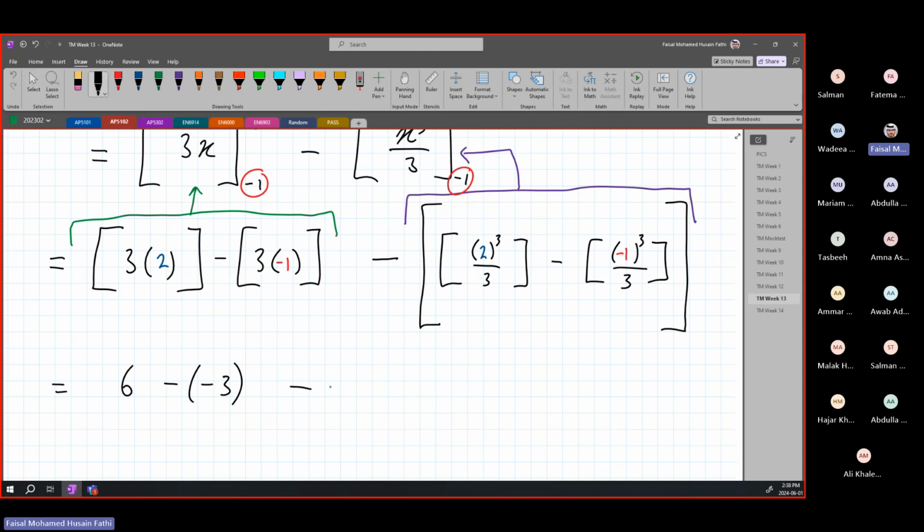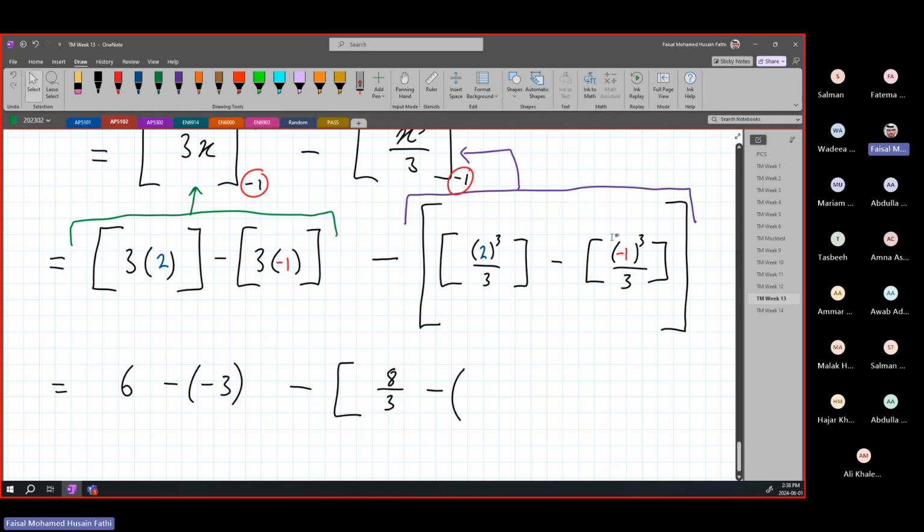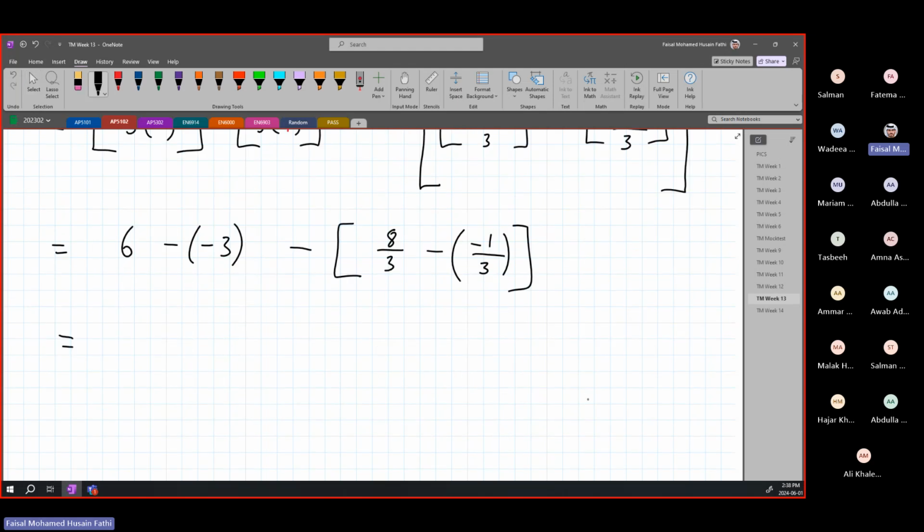And then you're going to have minus 2 cubed over 3 is 8 over 3. Minus -1 cubed is -1 over 3. All right? So again, make sure you are not making any mistakes with your negative signs. Let us simplify the negative terms.